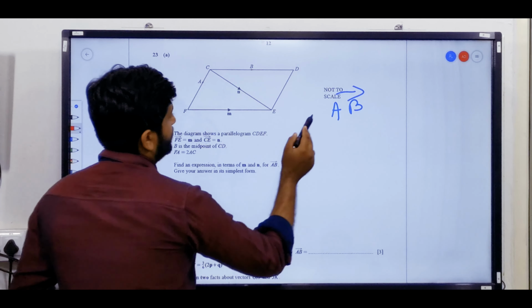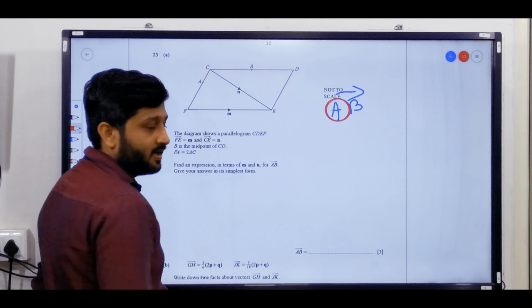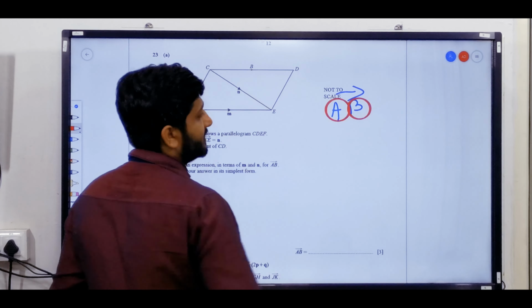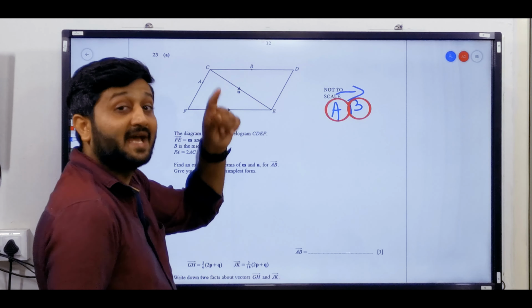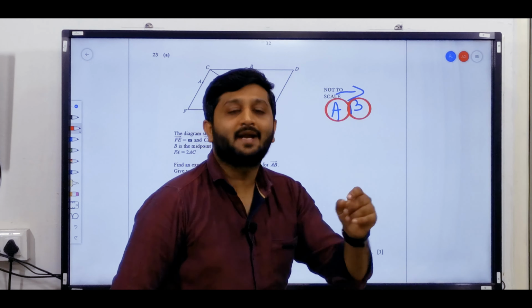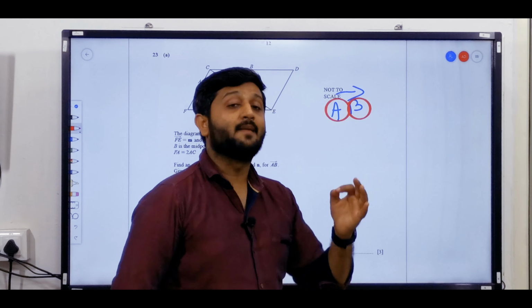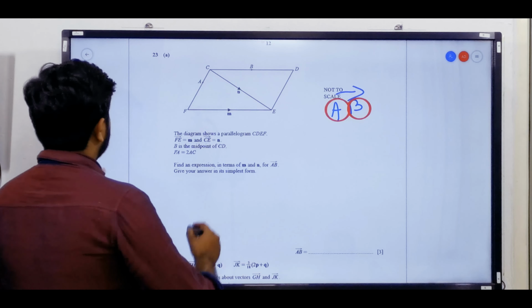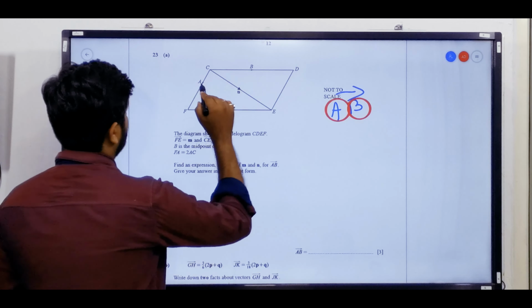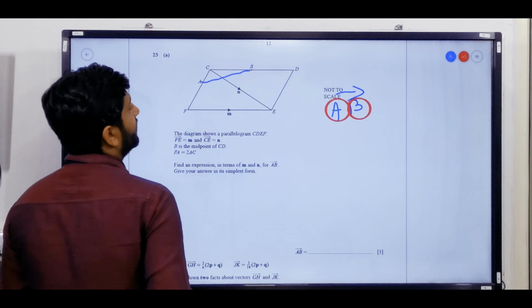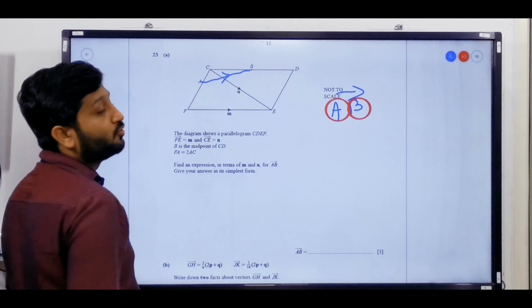A is my source here and B is my destination here. And what is my direction? This arrow indicates my direction. Where am I going? I'm going from A to B. So let me just draw this. This is my vector AB. I am going from A to B.